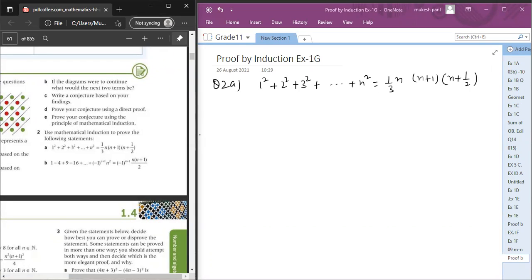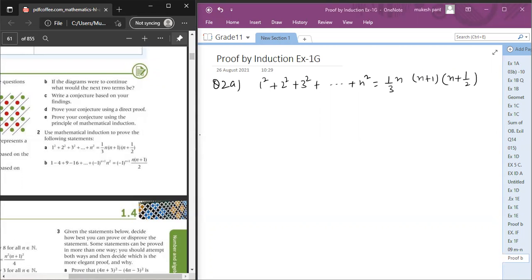So this is a statement. Listen, what is the induction method? If some statement is given, I mean here a mathematical statement, like you can see in 2a. This is a sum of squares of natural numbers: the sum of squares of n natural numbers equals 1 over 3 n times n plus 1 times n plus 1/2.